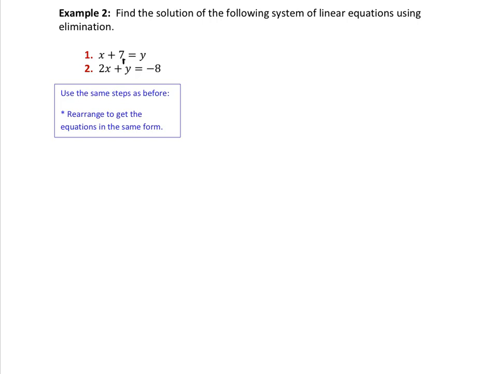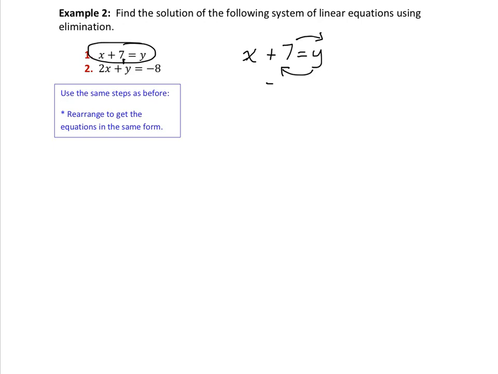We don't have y's in the second column of both. So I'm going to take this first equation and rearrange it to get the y and the 7 switched around. So I would have x plus 7 equals y. Now I want to move the y to the left side, and I want to move the 7 to the right side.